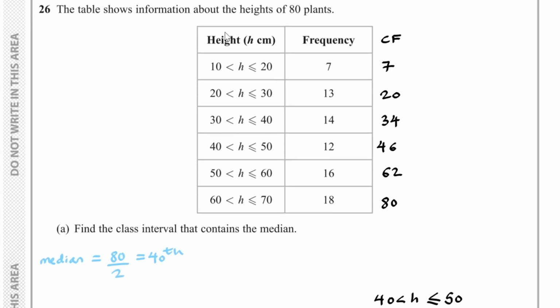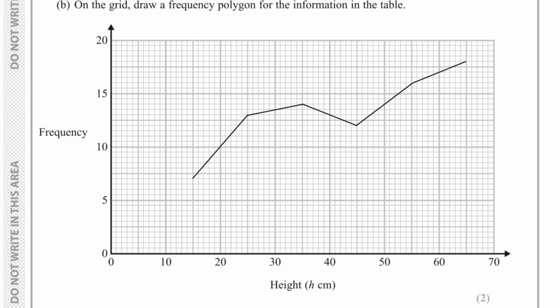Before we do that, we need to find the midpoints of these intervals. Midpoint here is 25, midpoint here is 35, midpoint here is, rather, 15. Here is 25, here is 35, here is 45, here is 55, and here is 65. So we plot the midpoints against the frequencies. And if we do that, we have something which looks like this.